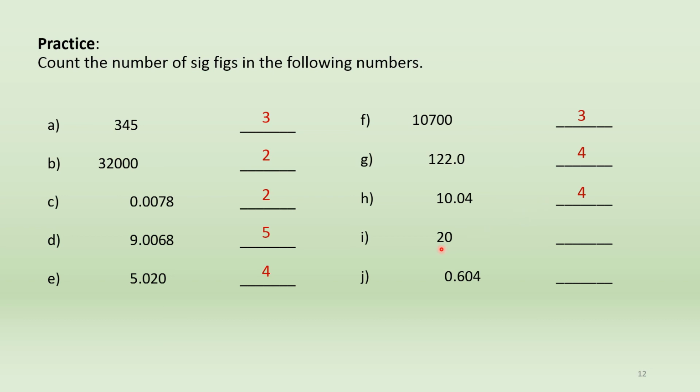20 has no decimal in it, so zeros to the right are not considered significant. We would report 1 sig fig. 0.604, zeros to the left are not significant. Confined zeros are, a total of 3 sig figs.